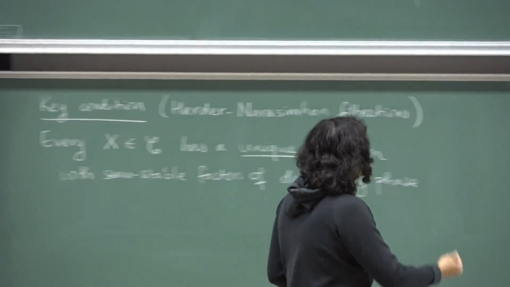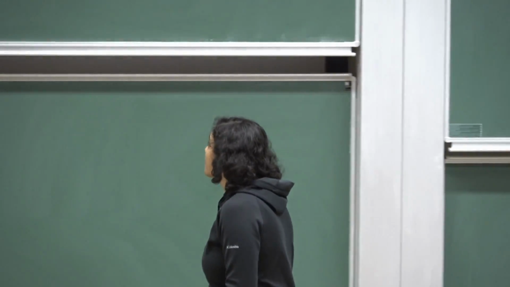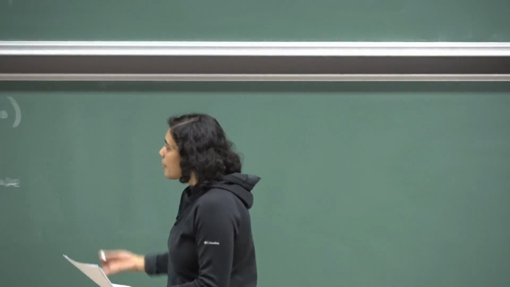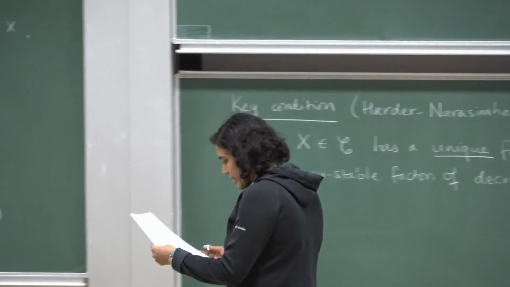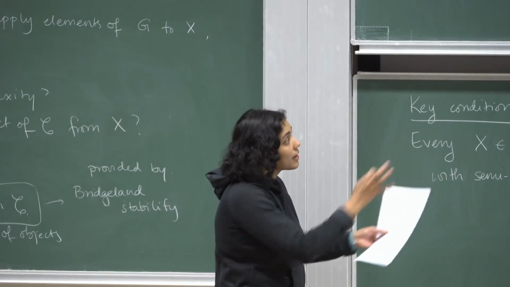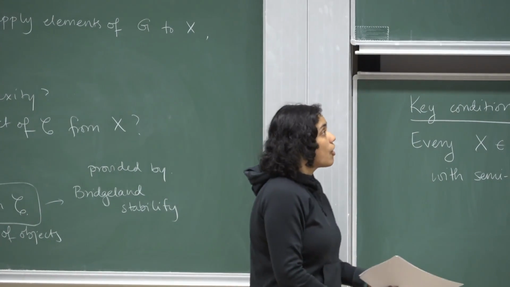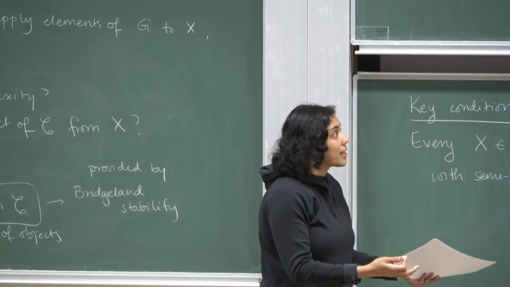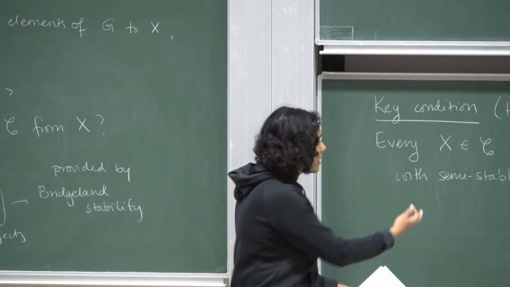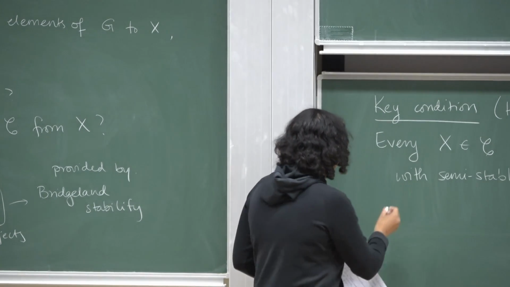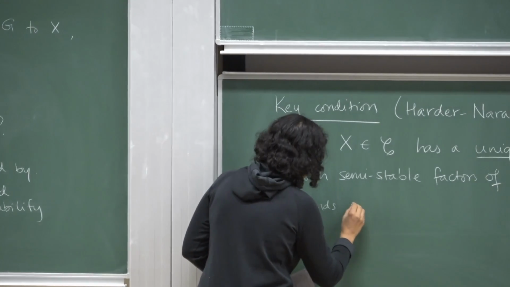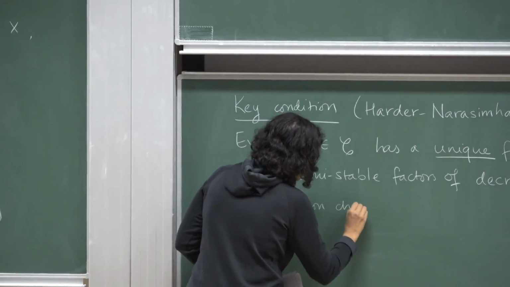And this is sort of like every vector in a vector space has a unique expression in terms of the basis, and the key point that I want to make is that this exists, it's unique, but it depends on the stability condition. Just like the expression in a basis depends on the basis, so often a vector may be a basis vector in some basis, and it may be quite a complicated expression in some other basis. So that's similar to what happens here, and this depends heavily on the choice of tau.